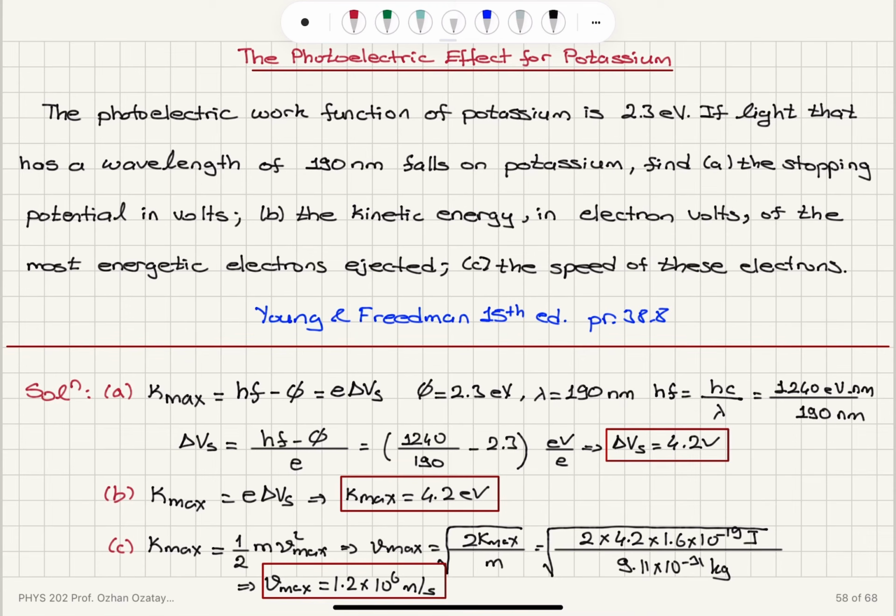And if we assume non-relativistic electron motion here, which is the case, we have 1/2 mv squared is equal to the maximum kinetic energy, and the maximum kinetic energy is going to give us a maximum speed of 1.2 × 10⁶ meters per second.